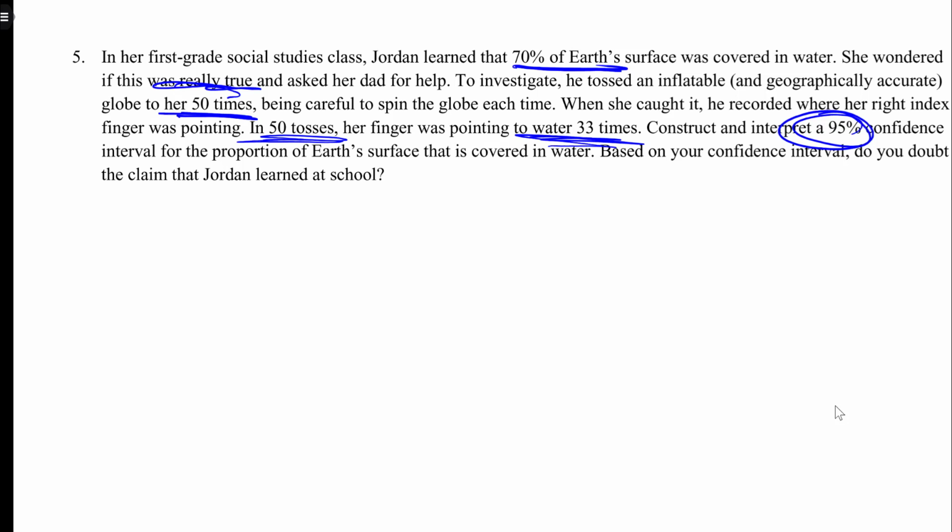So, what's the claim? Ultimately, the claim is the thing we're trying to test. It's the thing that we are suspect of. And that is whether or not the real proportion of the Earth's surface covered in water is 70% or 0.70. Now, let's write down the other things that we know.